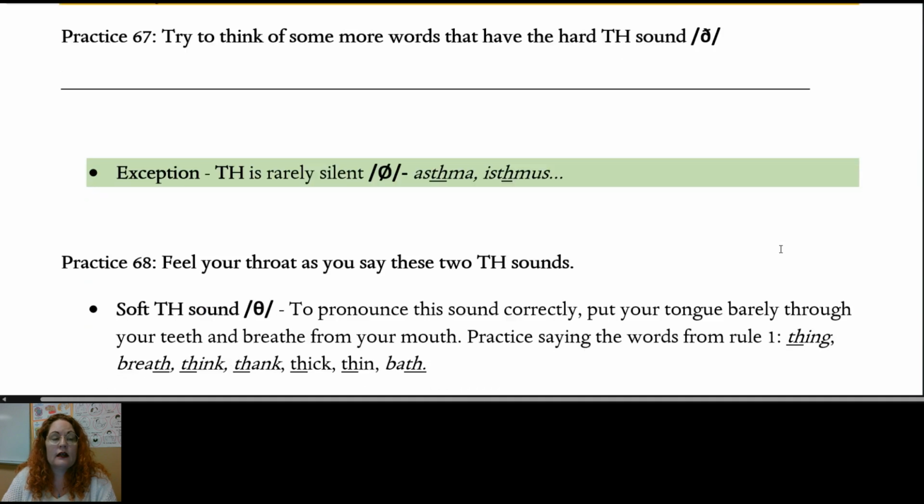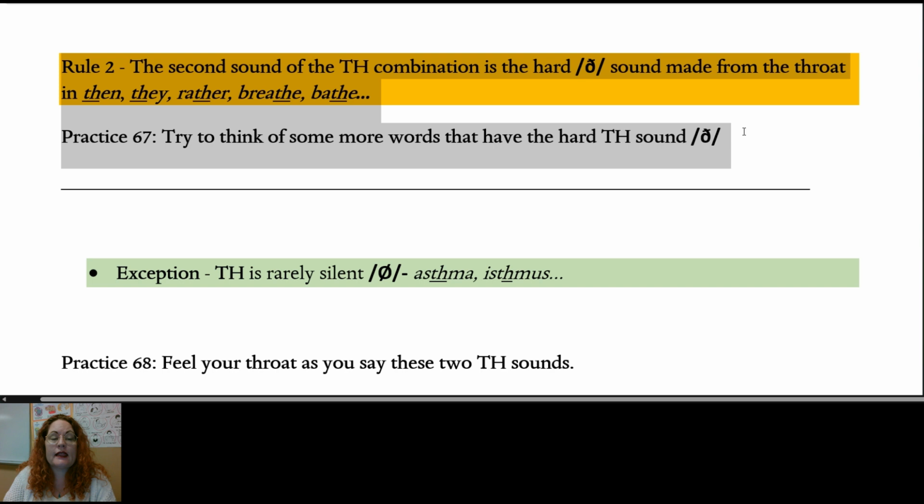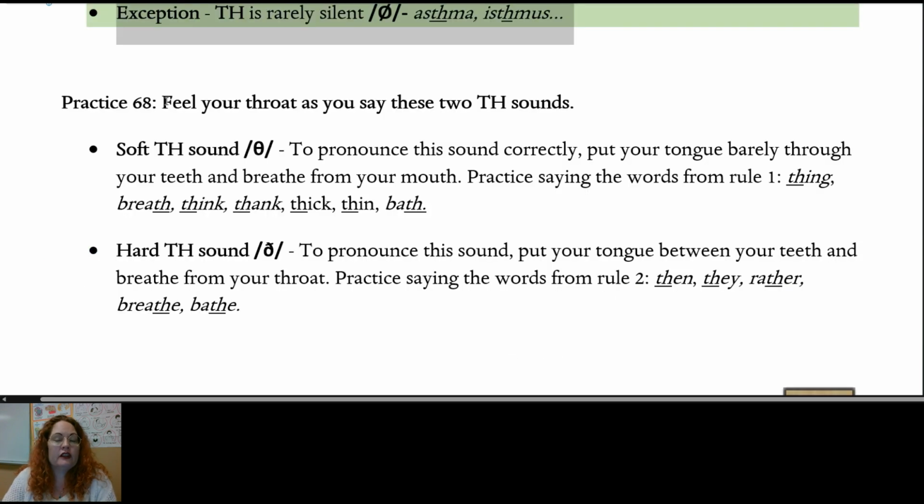th sound. The second th sound is similar, but it's made from the throat. For example, then, they, rather, breathe, and bathe. Try to think of some more words that fit the th rule. The only exception is in just a few words, the th will be silent, as in asthma or isthmus. Feel your throat as you're saying these two th sounds.